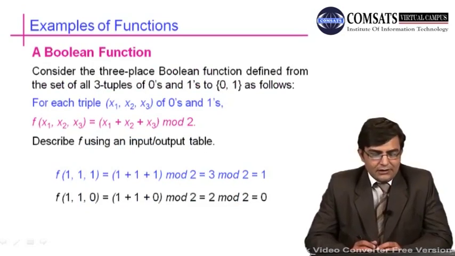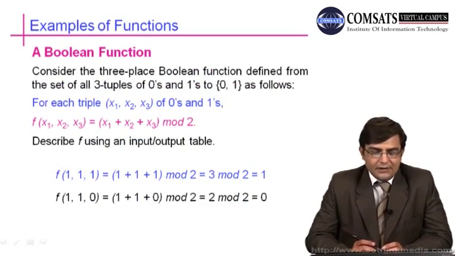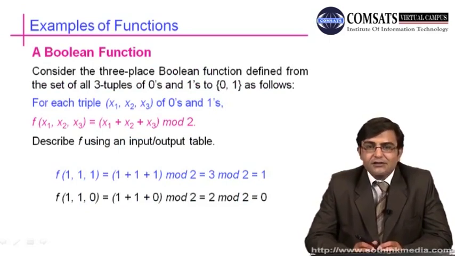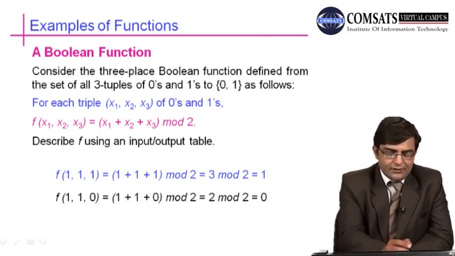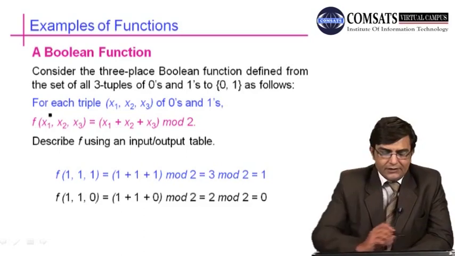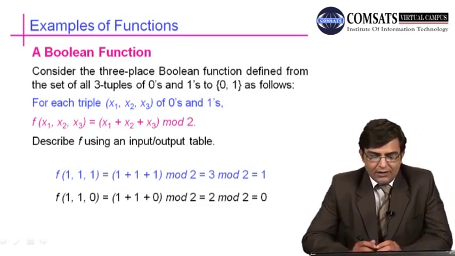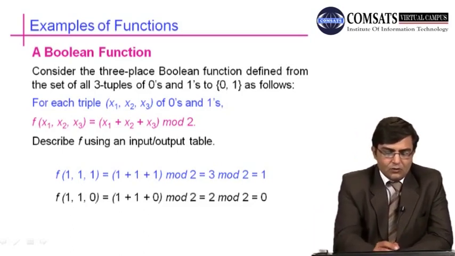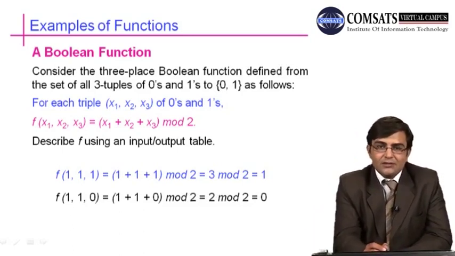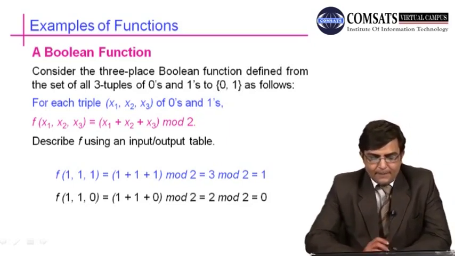Another example of a function is a Boolean function. This is a 3-place Boolean function defined from the set of all 3-tuples of 0s and 1s to the set {0, 1}. We define this function as follows. For each triple x1, x2, x3 of 0s and 1s, f of x1, x2, x3 is equal to x1 plus x2 plus x3 mod 2.